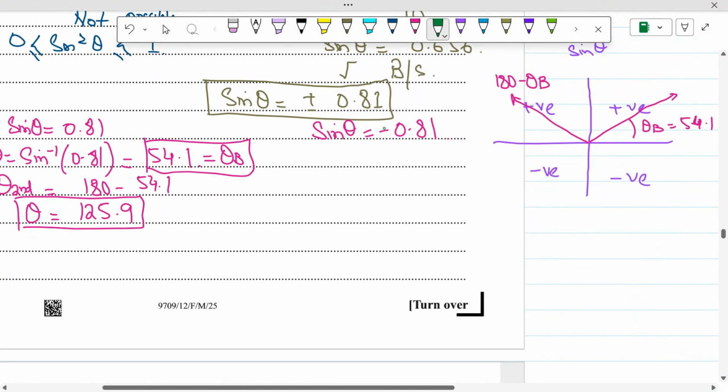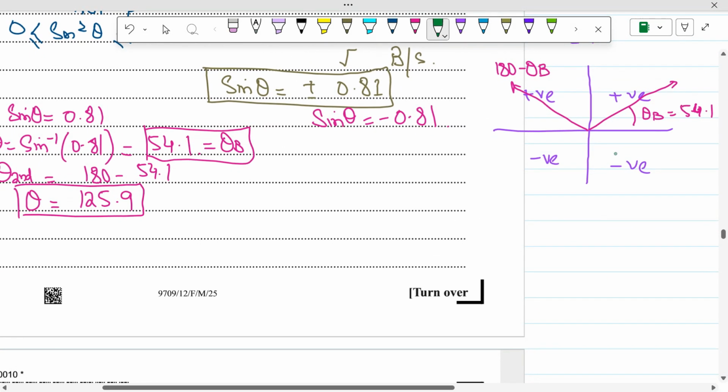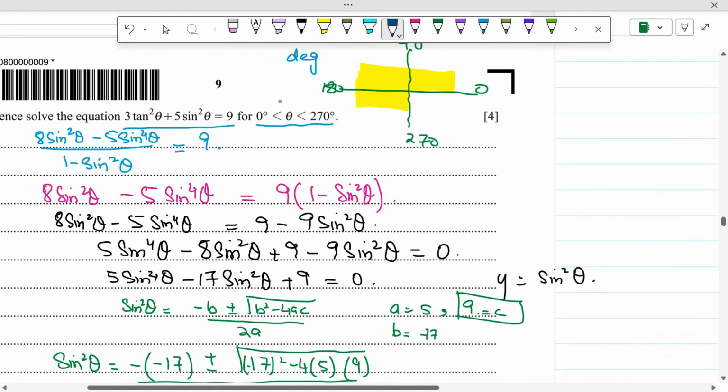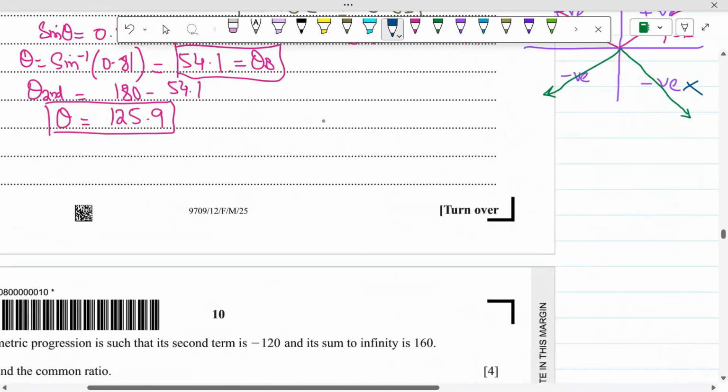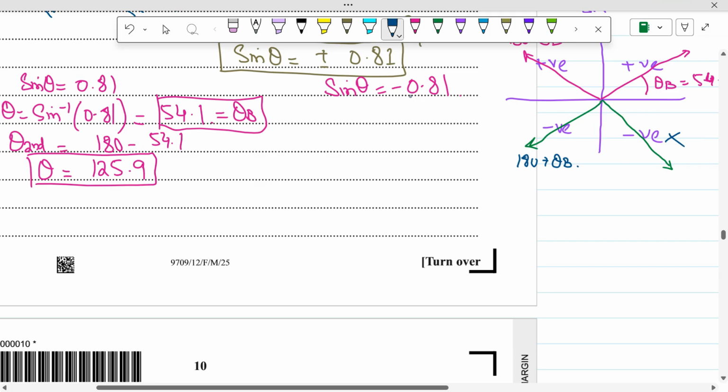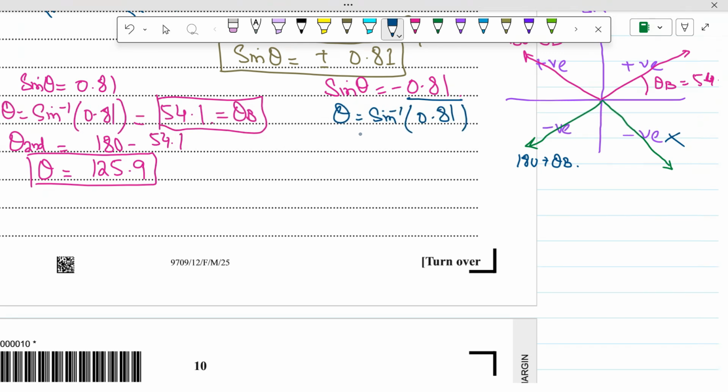Now we have the other value, which is negative 0.81. So the angle should be in the fourth quadrant and in the third quadrant. We don't need to find the angle in the fourth quadrant because the range of the given theta is from 0 to 270. So we need to find the angle in the third quadrant. If we have the base angle for this value, we can find the angle in the third quadrant by adding 180 to the base angle. So first we find the base angle using the positive value of 0.81. So theta is equal to sine inverse of 0.81, which is 54.1.